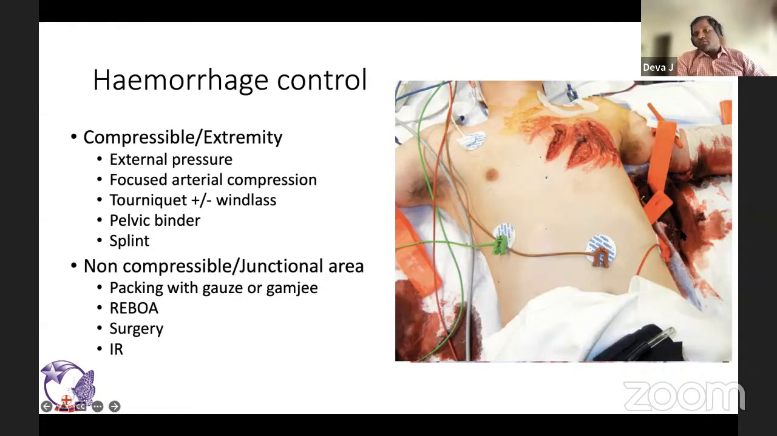So you see this trauma victim is being resuscitated. He has a windlass on the left and a windlass on the right, which is partially seen. So that's for extremity amputations. What about the pelvis? I just showed you an open book fracture of the pelvis, and I mentioned that it's important to close the pelvis to reduce the bleeding into the pelvis.